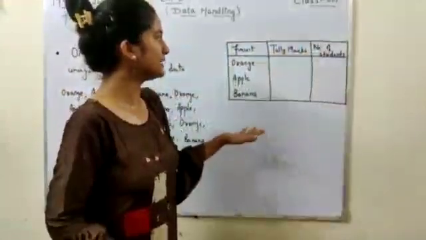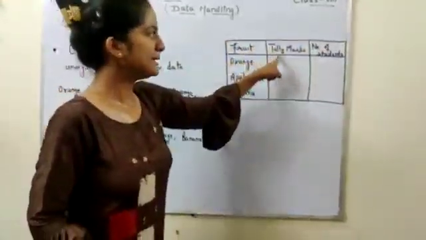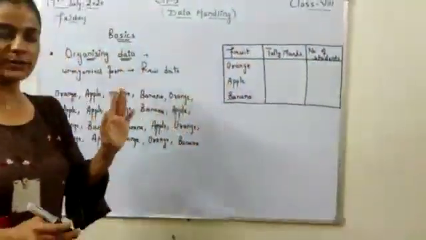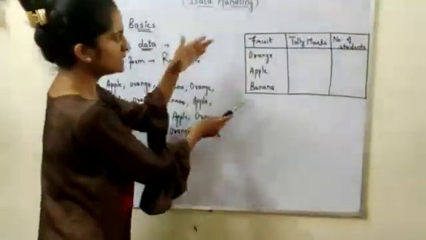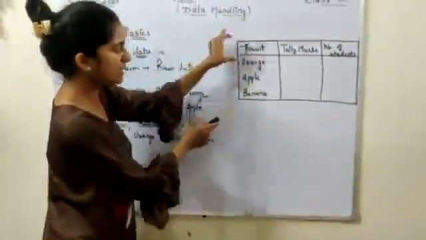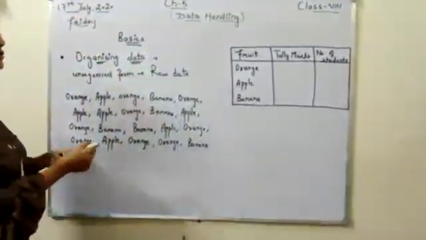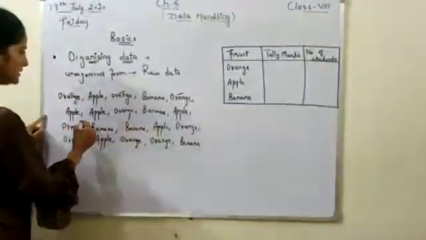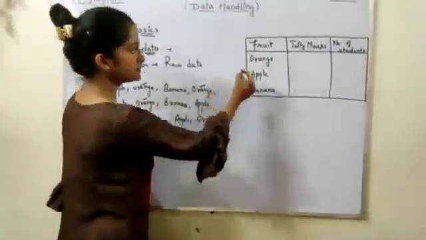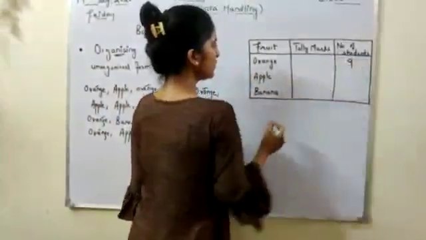We make a table here: fruit, tally marks, number of students. First of all, there are three fruits, orange, apple and banana. So in the first column, we write orange, apple and banana. Now just count. How many students like orange? 1, 2, 3, 4, 5, 6, 7, 8 and 9. So 9 students like orange.